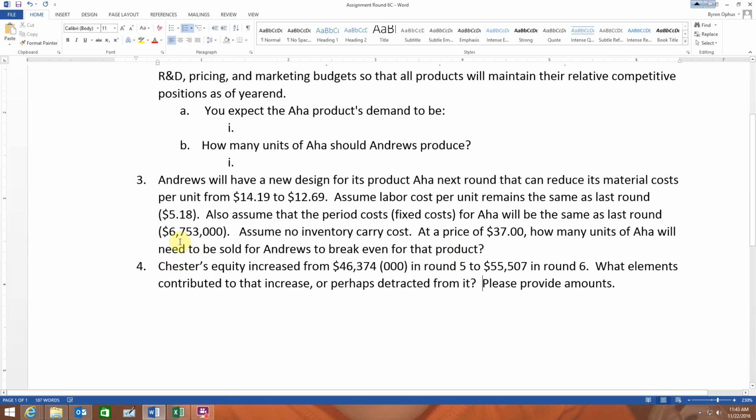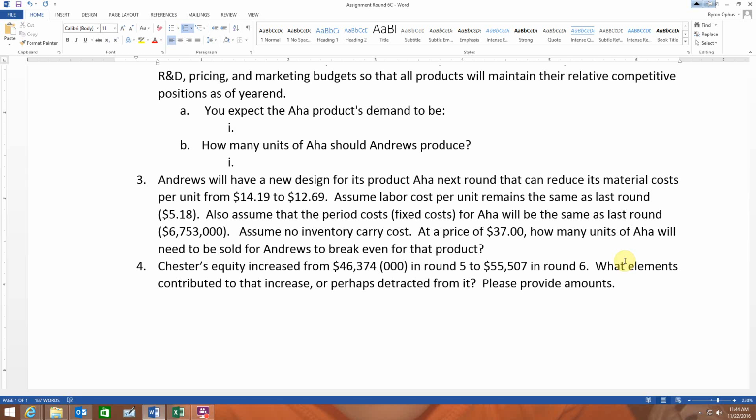$6,753,000. Number 4, Chester's equity increased from $46 million, add in the zeros, in round 5 to a little over $55 million in round 6. What elements contributed to that increase or perhaps detracted from it? Please provide the amount. So you have to look here at the balance sheet. You can see what the increase was, but then you have to look at other statements to figure out what might have contributed.